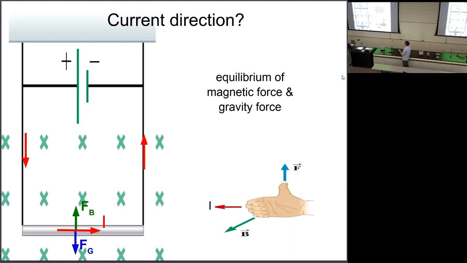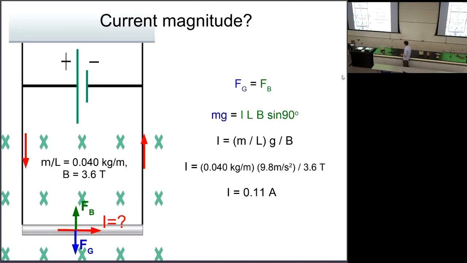Ironically, the problem told us what the polarities of the battery were. And so obviously this battery is arranged such that current flows around this direction in the circuit. Now let's find the size. How big is this current?